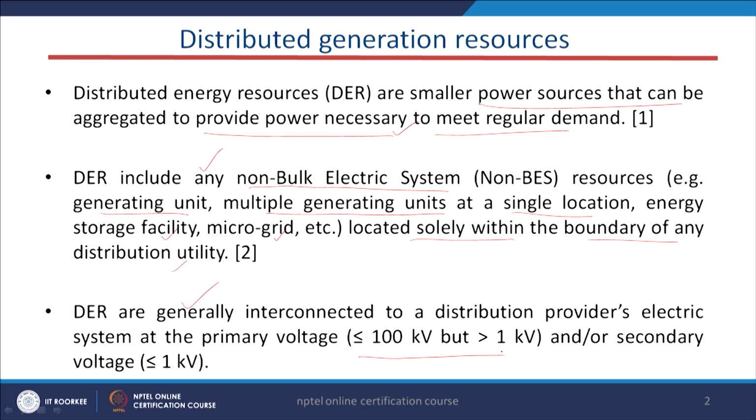It can also be connected at less than 1 kV. If you look at our distribution system, we have the voltage level of 440 volt or 400 volt. So in that case these renewable sources or battery storage can also be connected to the distribution system.